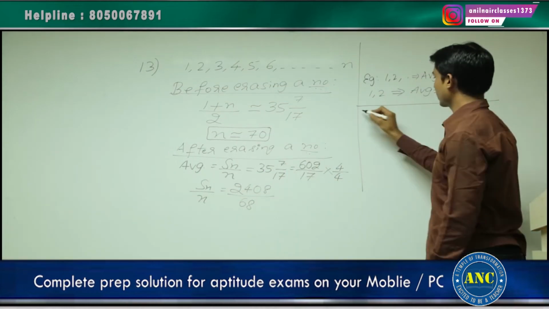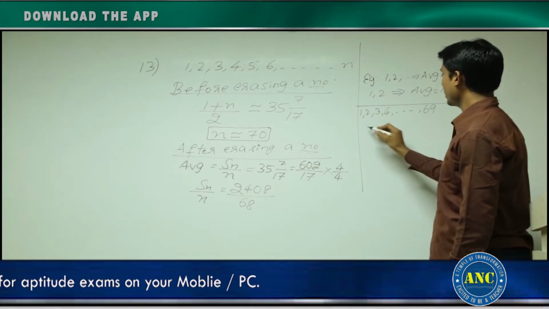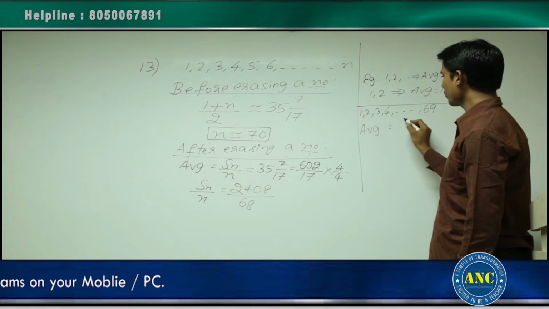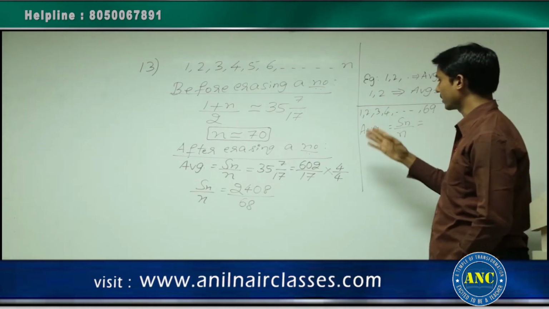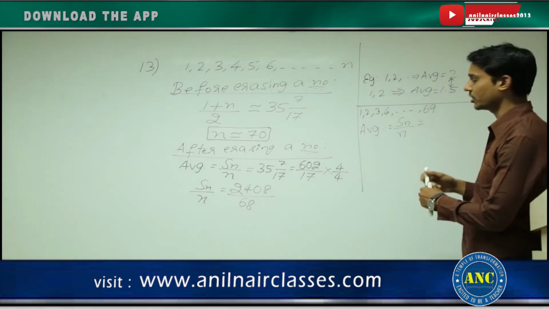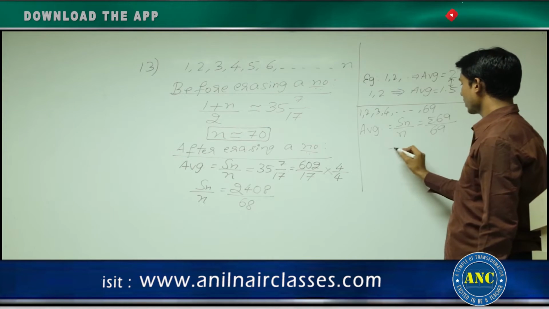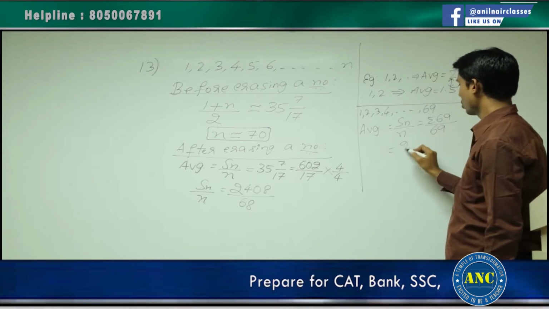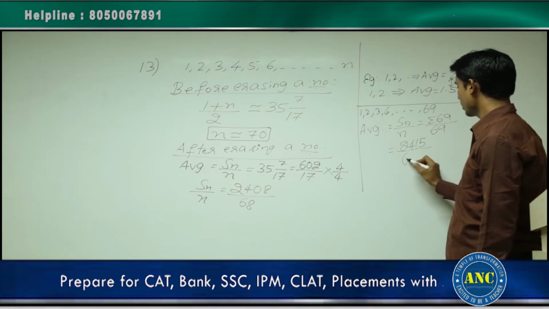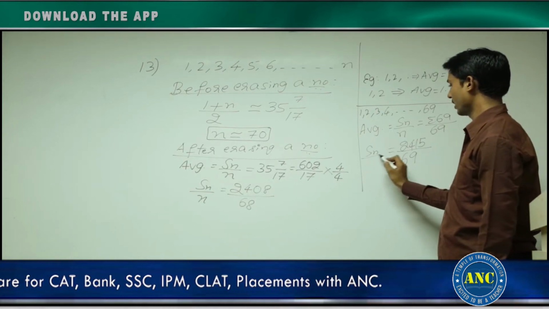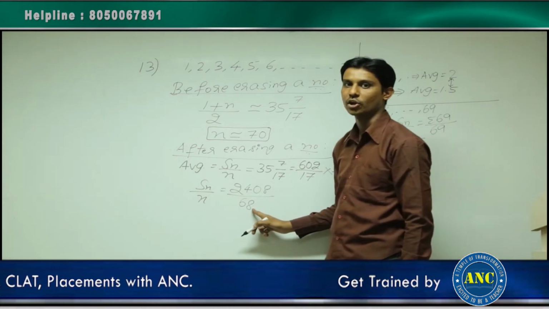So the 69 numbers are 1, 2, 3, 4 and so on till 69. Average is nothing but the sum of the quantities divided by the number of quantities. The sum of the quantities is 1 plus 2 plus 3 up till 69. It is the summation of 69 divided by 69. The summation of 69 is nothing but 2415, divided by 69. Now if you observe, after erasing a number, there are 68 numbers written on the board.